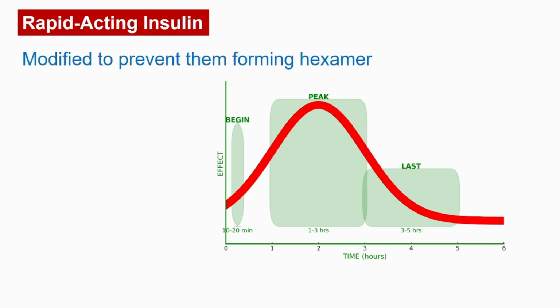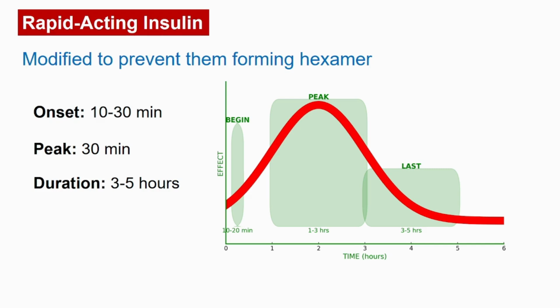And then the rapid acting insulin onset effect is about 10 to 30 minutes, peak effect can be 30 minutes, and the duration can be 3 to 5 hours. Therefore, this is primarily used for postprandial blood glucose levels. So this should be associated with the meals, generally taken with breakfast, lunch, and dinner.